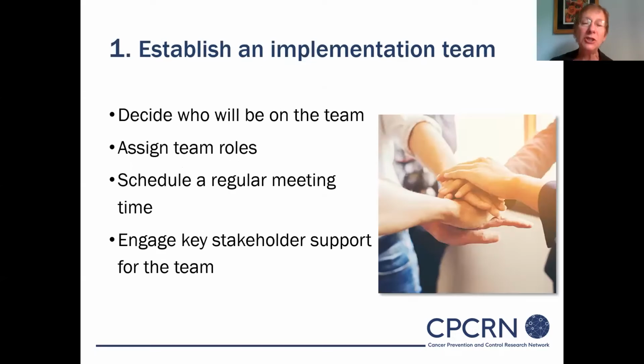An implementation team can be as small as 2 people or 5 people. It can range in size. The important thing is to not try to go into this alone, to come up with others who can support and work with you on implementing a change in practice. And to establish the team, you need to think about who should be on the team, assign team roles, schedule a regular team meeting, and then engage key stakeholder support for the team.